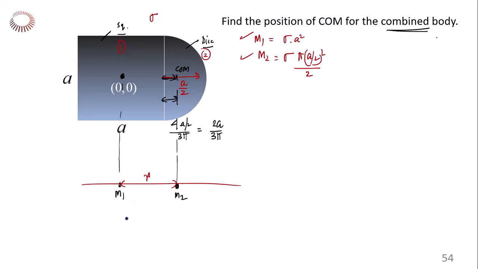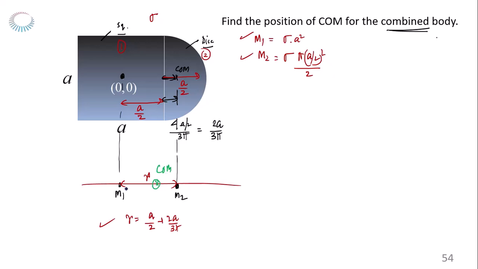What is small r? This distance is a by 2. This distance is a by 2. The small r is a by 2 plus 2a by 3 pi. Okay. So once I know the small r, now the center of mass formula for the 2 particle system can be applied. Let us say this is the final center of mass.